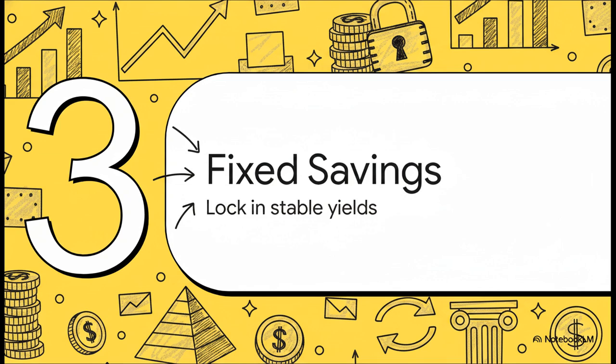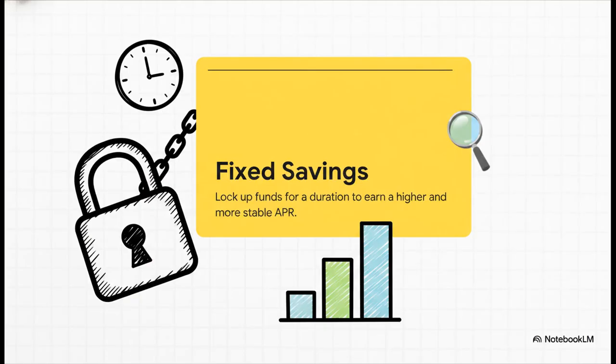Okay, let's switch gears to Section 3, fixed savings explained. This is how you lock in those stable yields. For portfolios that honestly don't require immediate liquidity, fixed savings offers a really distinct alternative. By committing your funds for a set duration, you secure a higher, much more stable APR. You're effectively trading short-term access for predictability and an increased yield. This is very often the preferred route for long-term holders who just want to insulate their returns against the crazy daily volatility of variable interest rates.